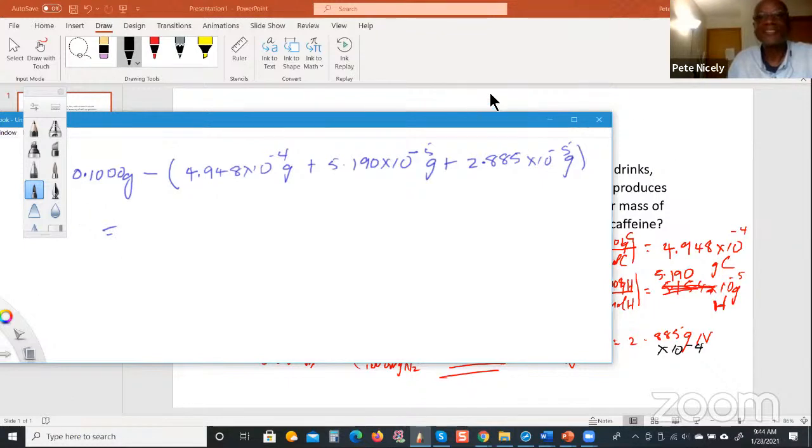Okay, something is not working out here because when I subtract all of this from 0.1, I got 0. Let me see here. Based on my calculation, it has 0 oxygen. So something is wrong with this problem here. Let me try this again.